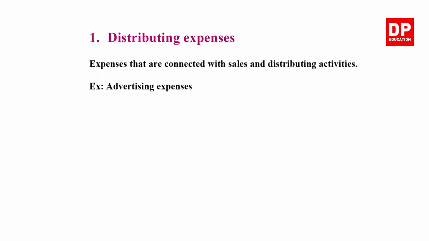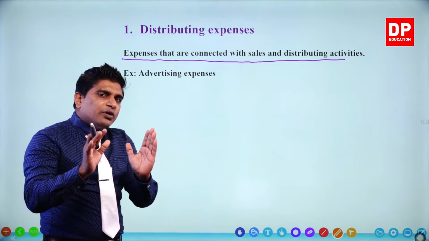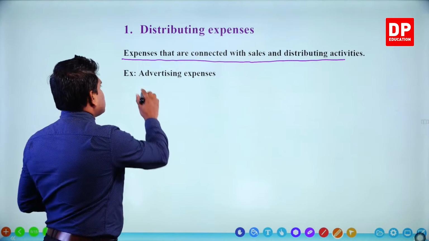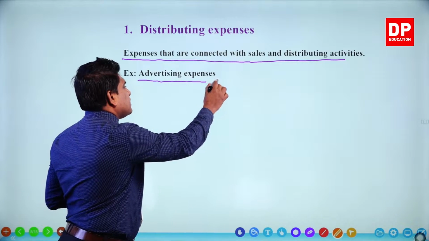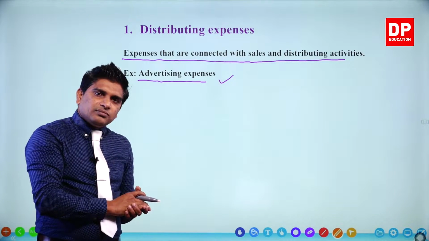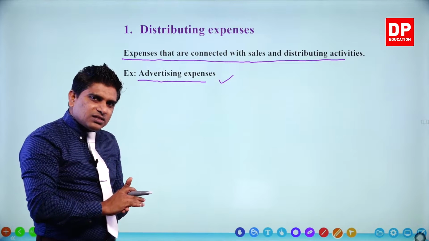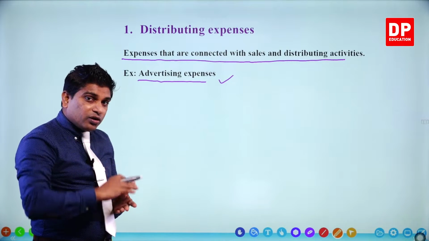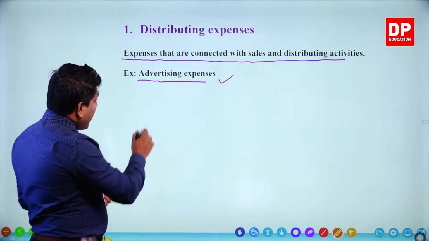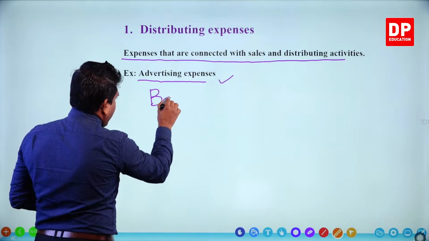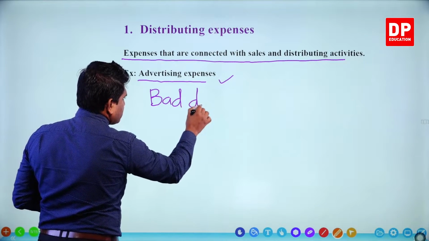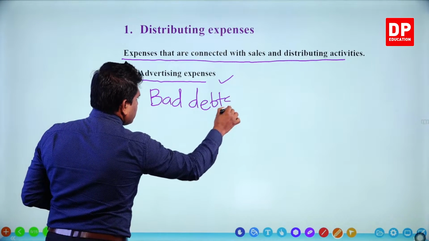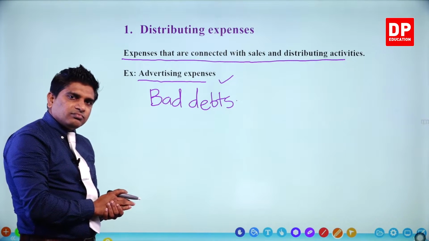Now distributing expenses: expenses that are connected with sales and distributing activities. I have given an example here, advertising expense. I explained one thing before. Do you remember? Bad debts also come under this. Bad debts, right?